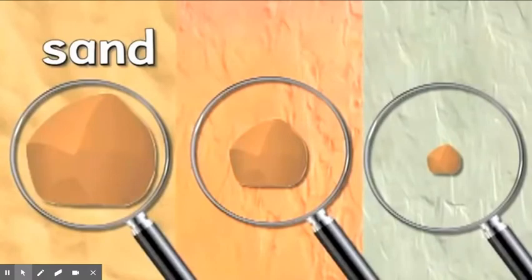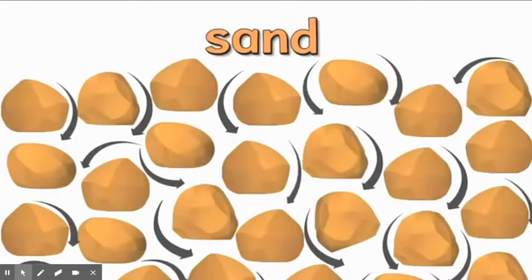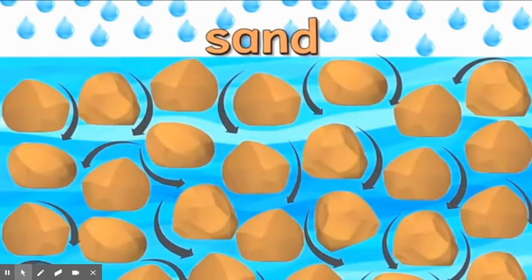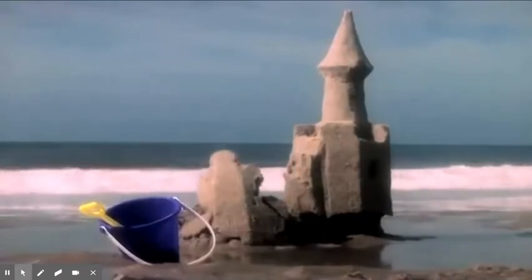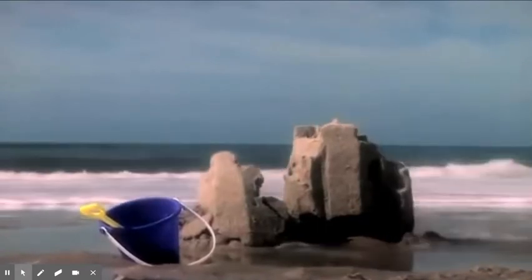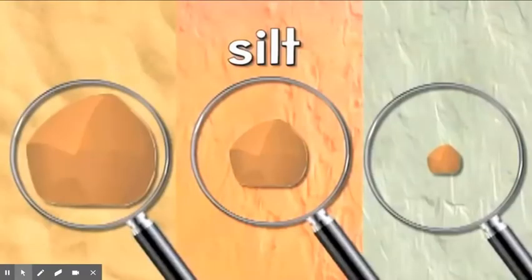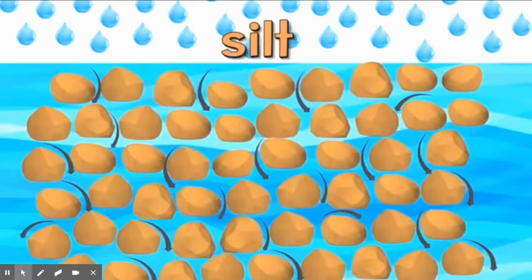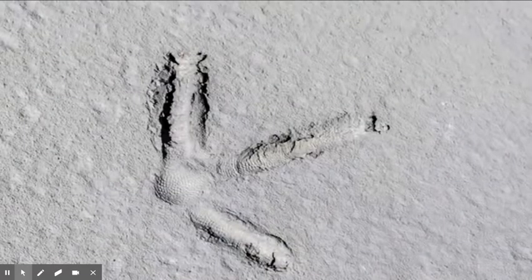Sand has the largest particles. It feels rough and gritty. Sandy soil has air spaces between the grains of sand. The airspace lets water drain through sand quickly. A sandcastle washes away in the tide because sand does not hold on to a lot of water. Silt has medium-sized particles. It feels smooth when wet. Silt particles hold on to more water than sand. A bird's footprint sticks to silty soil because silt does not drain as much water.